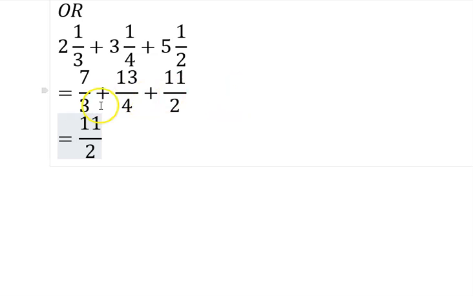Great. So the LCM of 3, 4, and 2 is what? It's 12. So let's pick it one after the other. How many times will 3 go in 12? That's 4 times. 4 times 7 will give you what? 28.